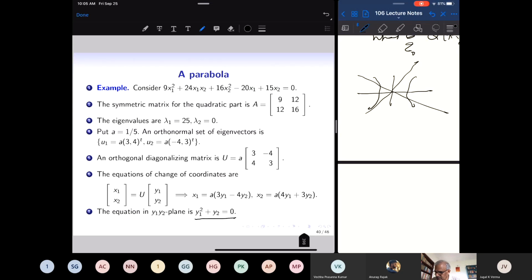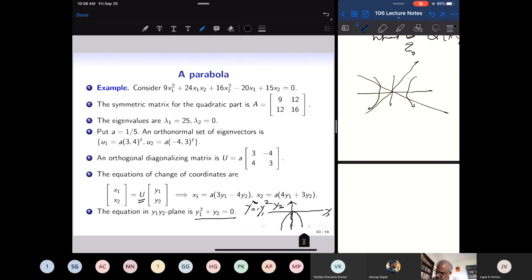Equation has come. So in the y1, y2 plane, this represents a parabola, right? So y2 is always negative: y2 equal to minus y1 square. So this represents a parabola of this shape in the y1, y2 coordinates. And y1, y2 coordinates have been obtained by multiplying x1, x2 by U inverse. U is an orthogonal matrix, and in this case, what is the determinant of U?